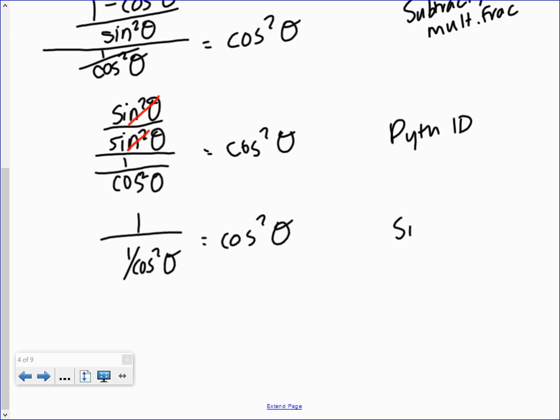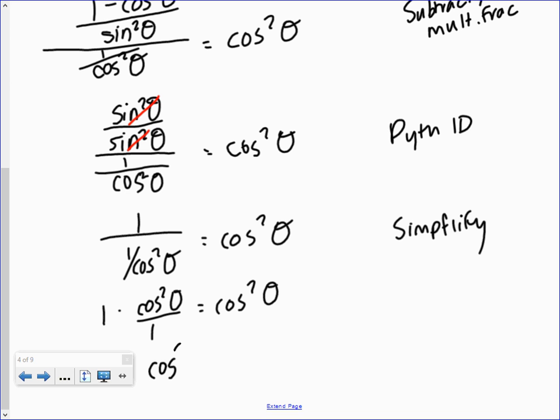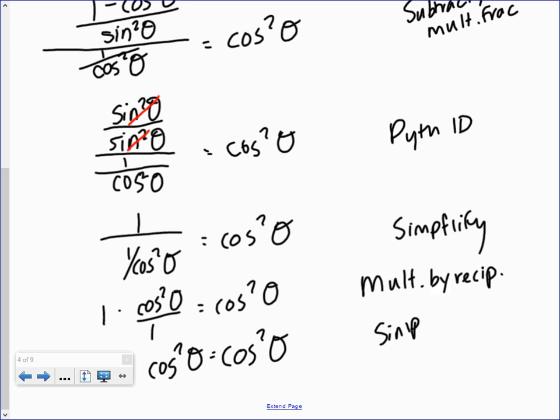So I could just say simplify here. Okay, now we could say multiply by the reciprocal. So it's really like 1 times cosine squared over 1, which gets me to cosine squared theta equals cosine squared theta. Okay, so I'm going to say multiply by the reciprocal. And then I'll just say simplify again.